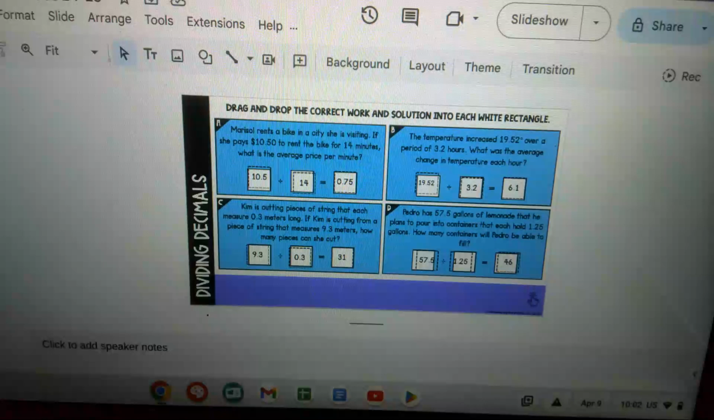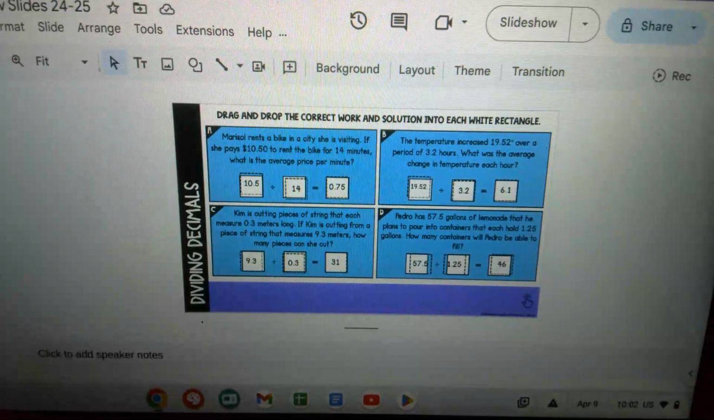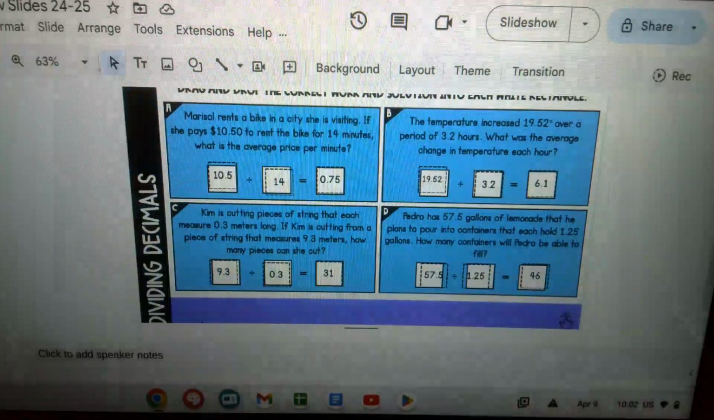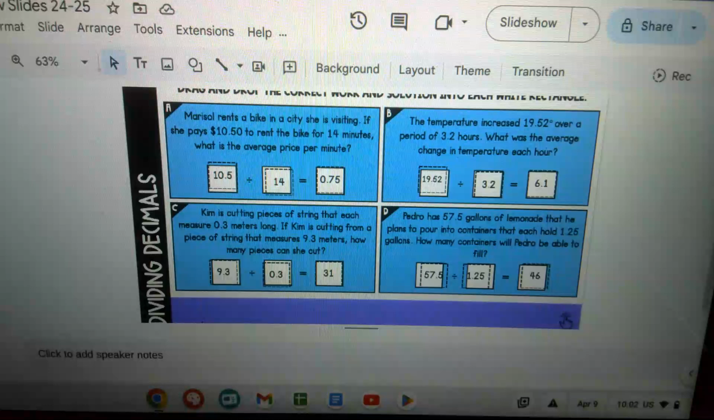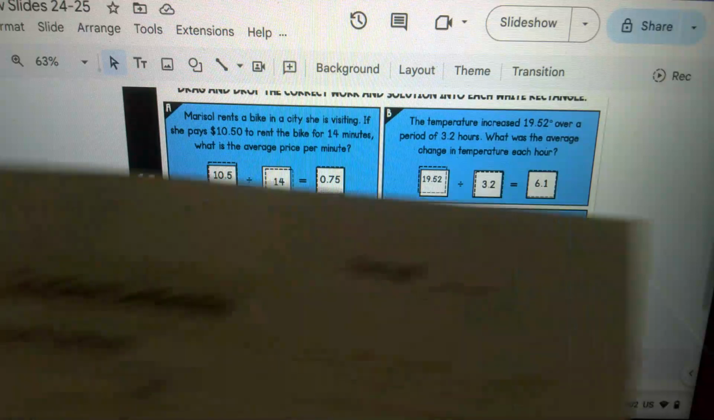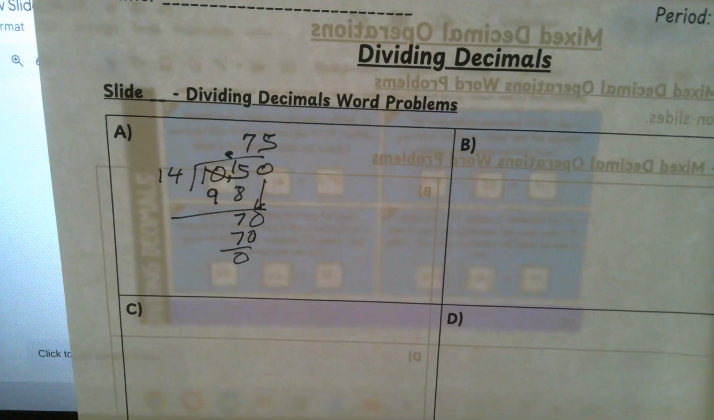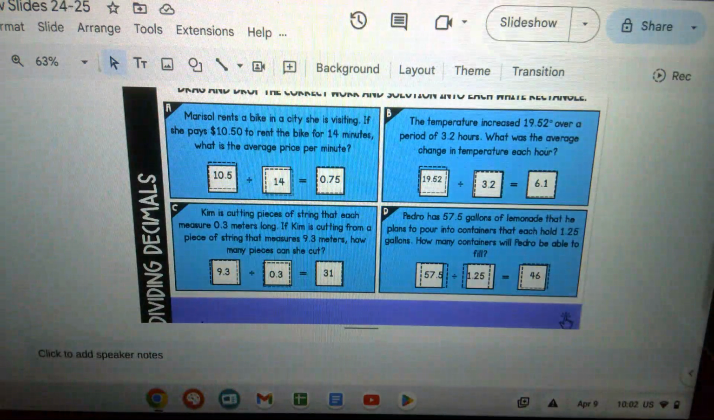All right, you only had to do 3 slides, and here are the answers for the first slide. Okay? On this, you have 10 5/10 divided by 14, and the average price per minute is 75 cents per minute. Now, on your paper from yesterday, you should show the division, like we have here, 75 cents. You show your work on the paper, so I know that you're doing these problems. Letter B, the temperature increased 19.52 degrees over a period of 3.2 hours. What's the temperature per hour? You divide, and you get 6 1/10.